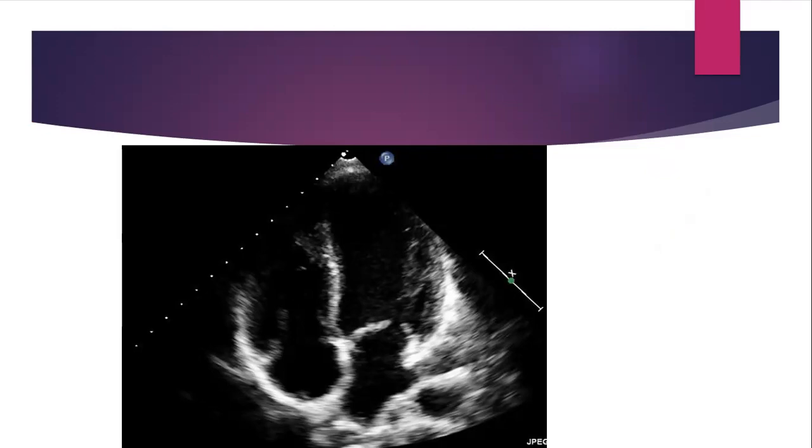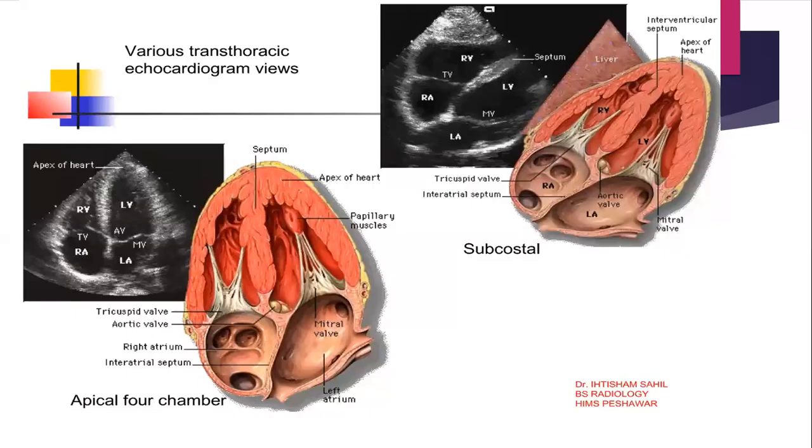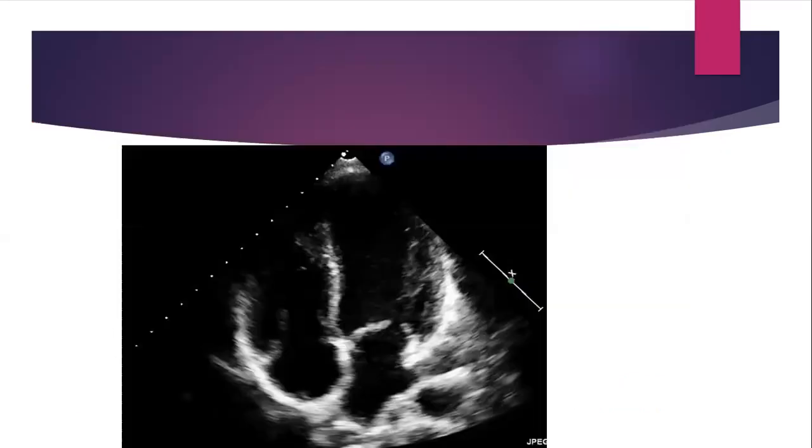So in this case, this is the subcostal, and this is the apical four-chamber. That is the apical four-chamber. You can see the mitral valve, the interventricular septum, and the left ventricle. Then you can see the right ventricle and the interventricular septum. The tricuspid valve is here. You can see the right atrium and the apex of the heart.